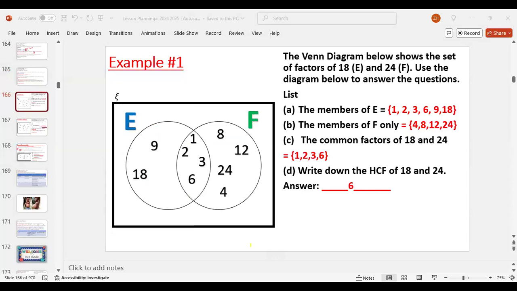Say it again. Six on the 8th one. On the 8th one. You finished the 8th one, Cleveland? Yes, sir. Okay, that's good. All right, so let's move on to this one.